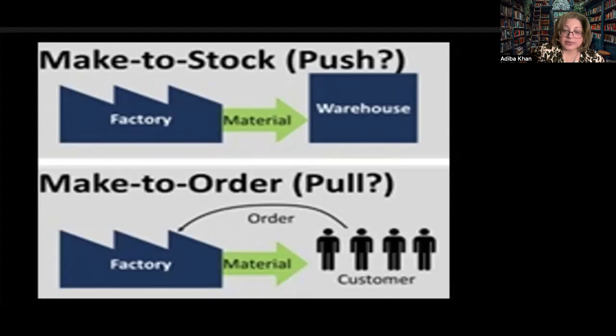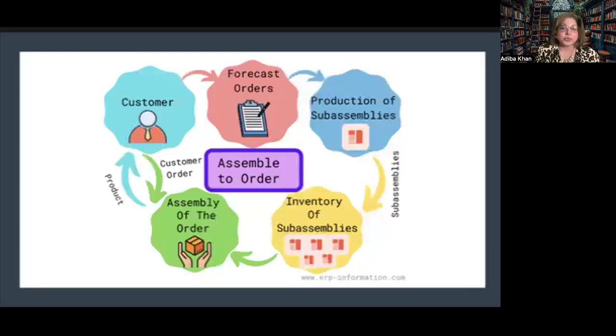So let's see. I also want to touch upon assemble to order. This is another term that also confuses students. Assemble to order is a production strategy where companies produce products on a customer order basis.